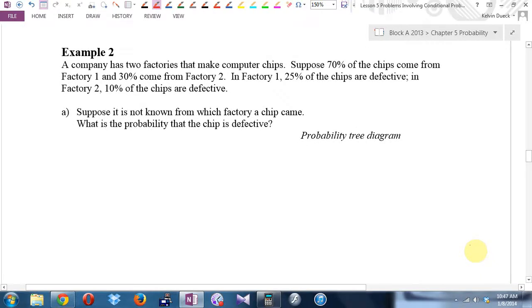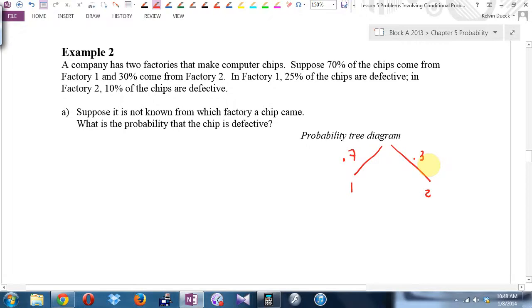First thing we have to do is pick a factory. Factory A, I called it factory one. Factory two. Hey, what's the probability that a chip comes from factory one? I'm gonna go 0.7. 7 out of 10, yeah, but 0.7, 70% as a decimal. Hey, what's the probability that it comes from factory two? 0.3.